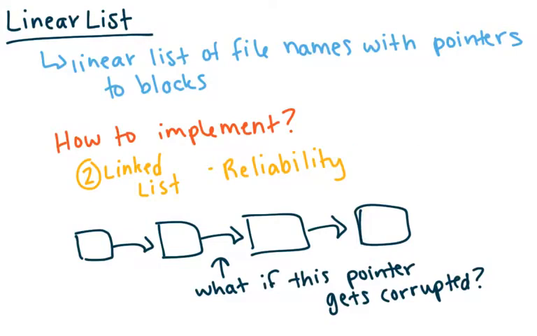Reliability. So this is the one I said was bad. So what happens if the pointer gets corrupted? What happens if this link goes away? Then we lose the rest of our list. So that's not good.